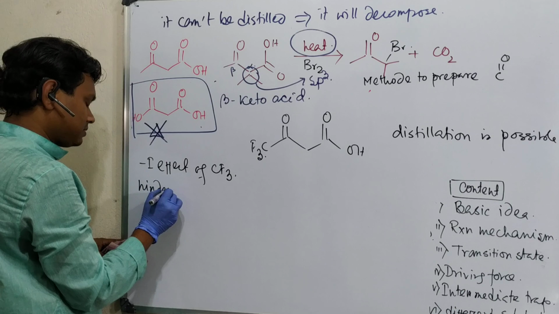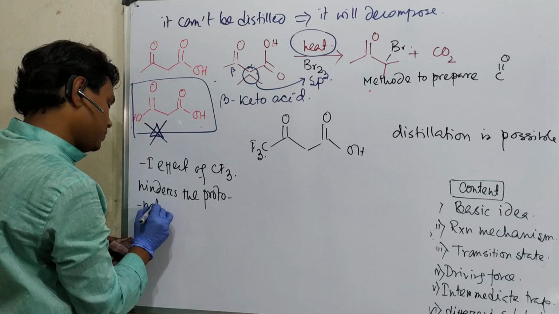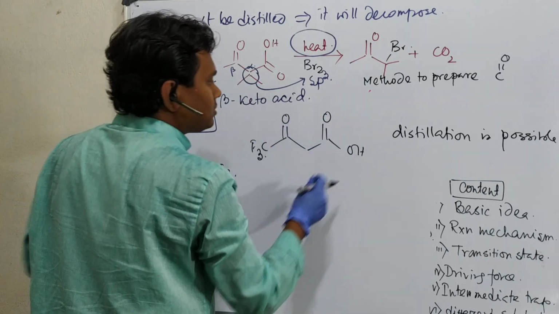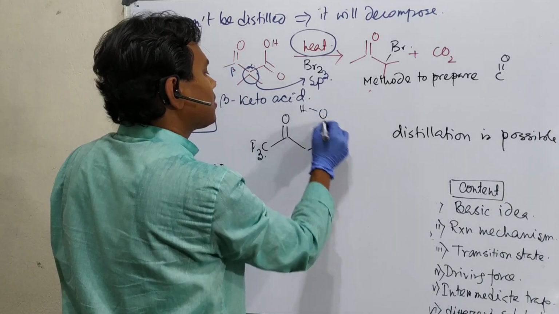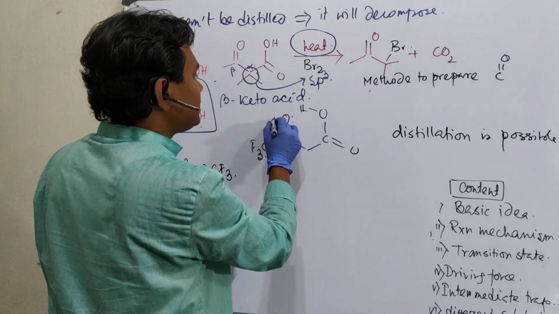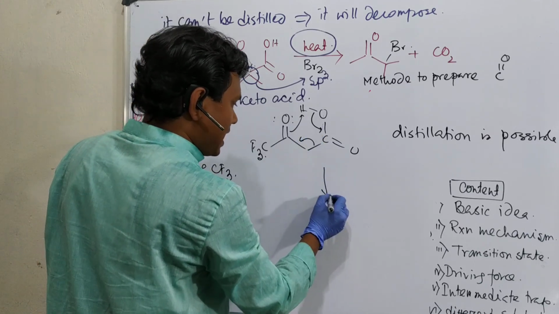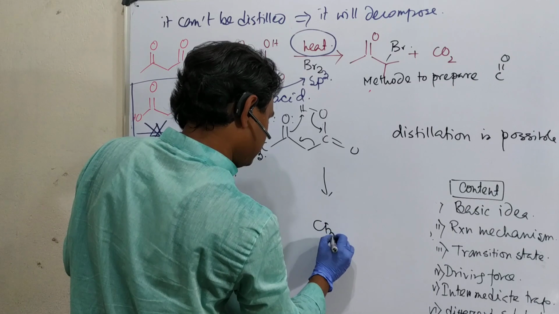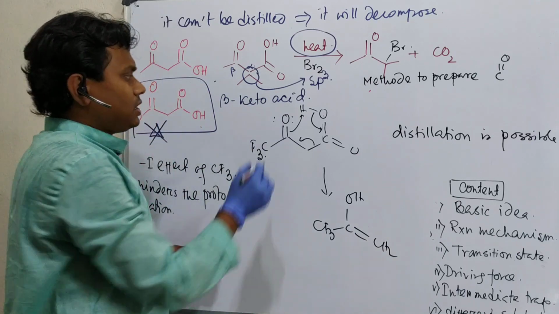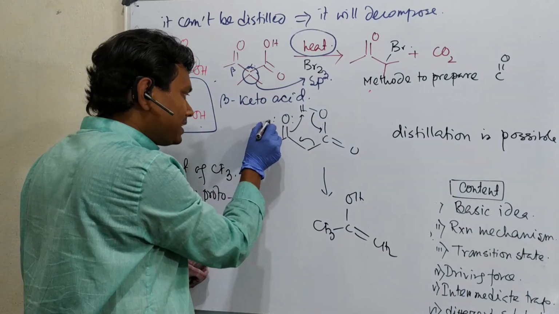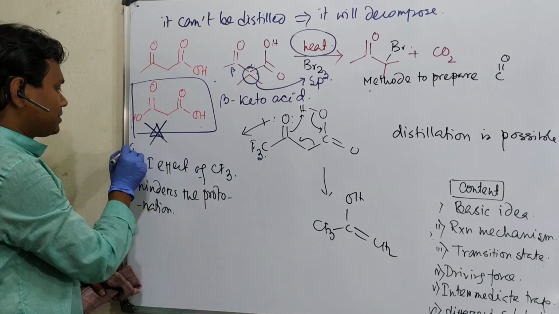Point number 1 is the minus I effect of CF3 hinders the protonation. What do I mean? We can write it a little differently. In this way decarboxylation is expected to happen, and what will it result in? This is CF3 C(OH) double bond CH2. Fine. So this protonation is hindered because of the electron-withdrawing effect of CF3. Point number 1.